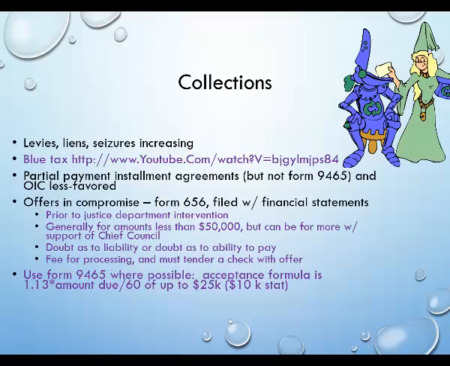Once we know how much is due, then it has to be collected. We're seeing a lot of liens and levies and seizures increasing. We're seeing a lot of people promising you that you can get out for pennies on the dollar, and that tends not to be true. I put a link up there, a blue tax link. And that blue tax link is typical of these types of promises.